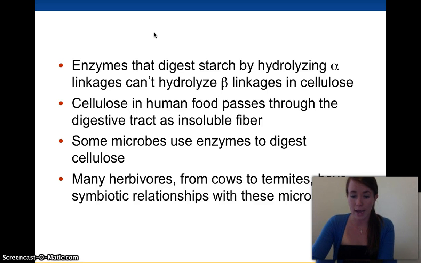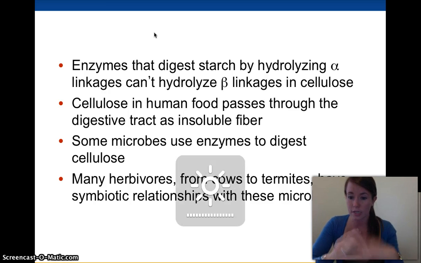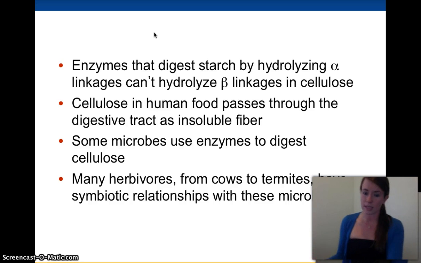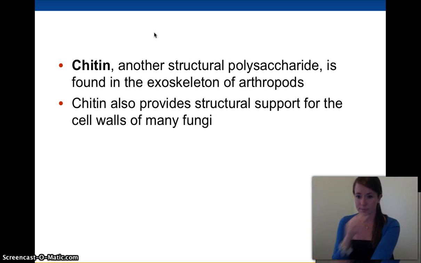But these cows and termites have a symbiotic relationship, which is something we will talk about in great depth later. They have evolved this crazy relationship with these microbes. The microbes live inside their intestinal tract, and they break down the cellulose for them into the monomers, which is glucose, that the cows and the termites can then get energy from.